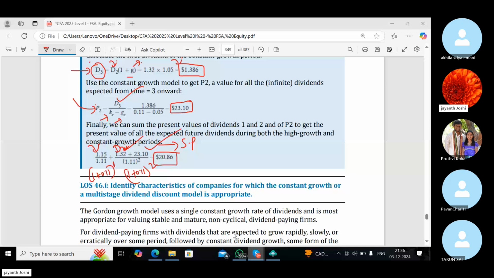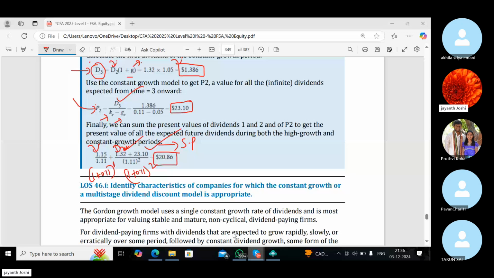The Gordon growth model uses a single constant growth rate of dividends and is most appropriate for valuing stable, mature, non-cyclical dividend-paying firms. The Gordon growth model is ideal for companies which are very stable and have been in a particular business for a long time. They are non-cyclical; the business cycle does not impact them a lot. That means they make certain products which have become wants for people, and they are constantly paying dividends.